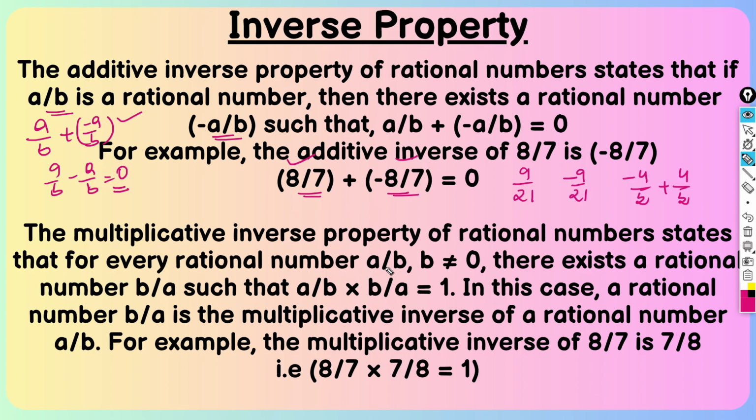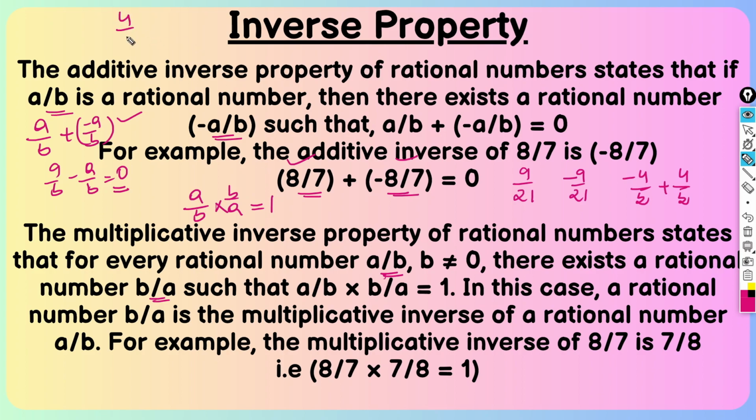And the multiplicative inverse property of a rational number states that for every rational number a by b, where b is not equal to 0, there exists a rational number b by a such that a by b into b by a is equal to 1. So, for the multiplicative inverse, the result should be 1. If a rational number is a by b and you multiply with b by a, the numerator becomes the denominator and the denominator becomes the numerator. Then the result will be 1.